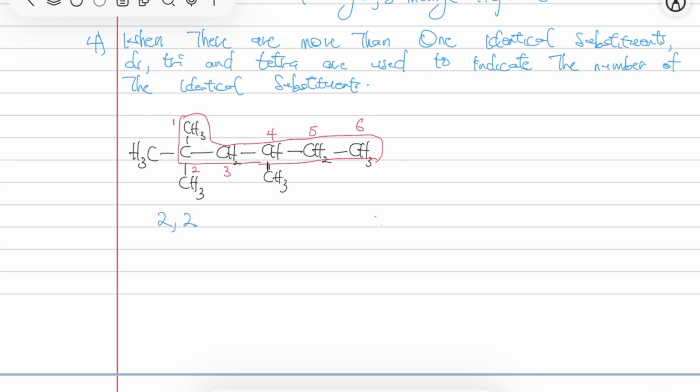Therefore, the correct name of this compound is 2,2,4-trimethylhexane. It is 2,2,4-trimethyl because we have 3 methyl substituents at position 2 and position 4 of the parent chain. Let us consider another example.